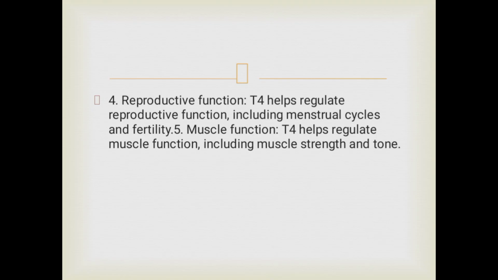reproductive function. T4 helps regulate reproductive functions, that is, the menstrual cycle and fertility. Muscle function: it helps regulate muscle functions, including muscle strength and tone. In the reproductive system as well, T3 and T4 play a role in making sure there is regulation of the menstrual cycle, the fertility of a woman, and all that. So if these hormones are imbalanced, the reproductive function may also be altered, or there may be some disruptions causing other defects. So those are the functions.